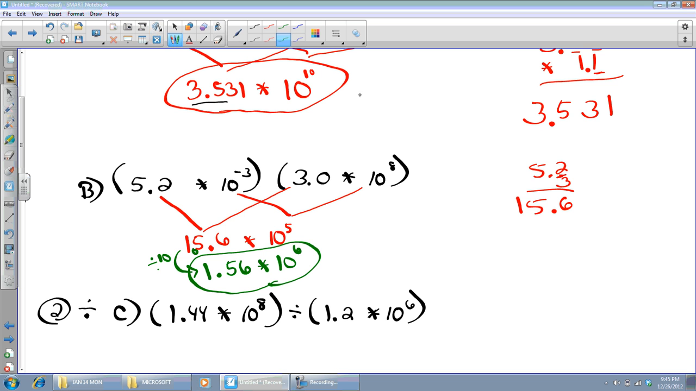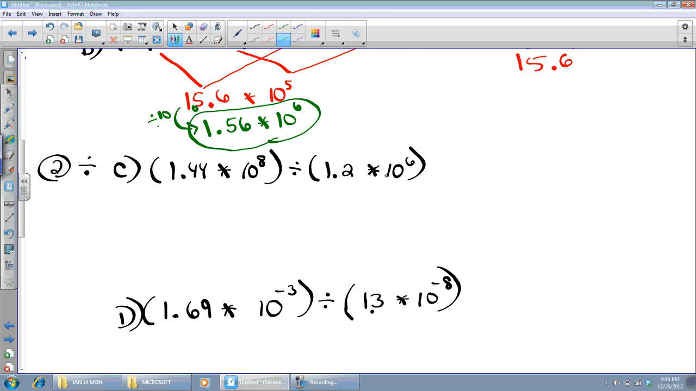It's like saying if I do 2 times 10 to the first, well, that's 20. But if I do 20 times 10 to the 0, I'll still have 20. Notice, this number got larger, the exponent got smaller, right? If the decimal part of the number gets smaller, then the exponent's got to get larger.